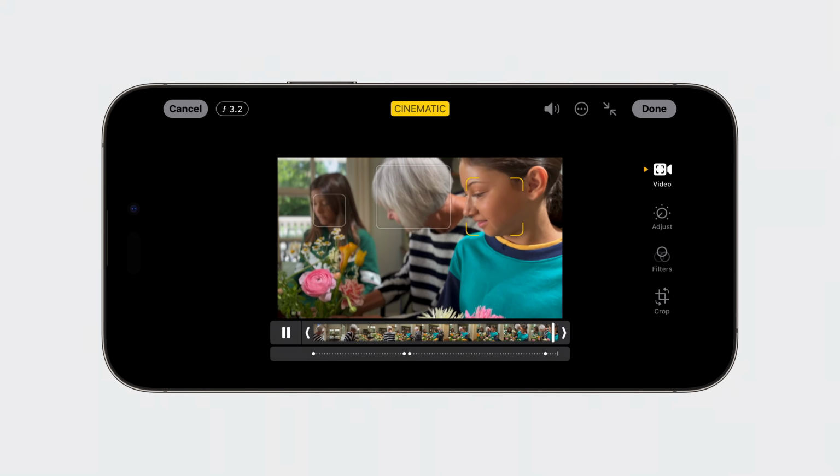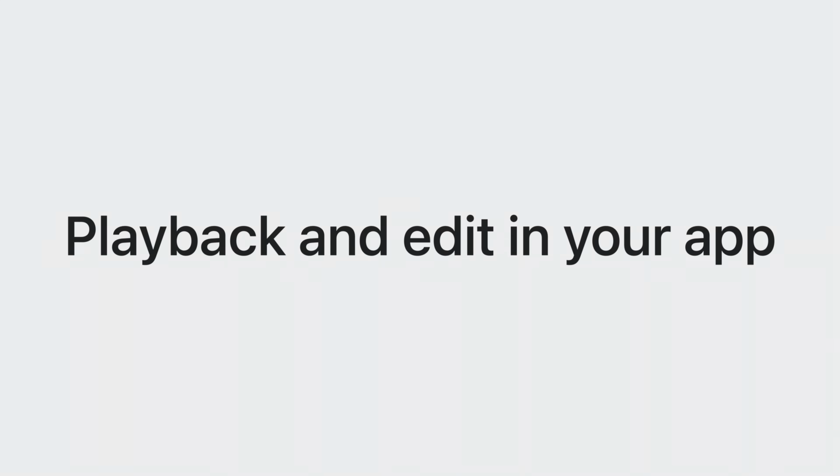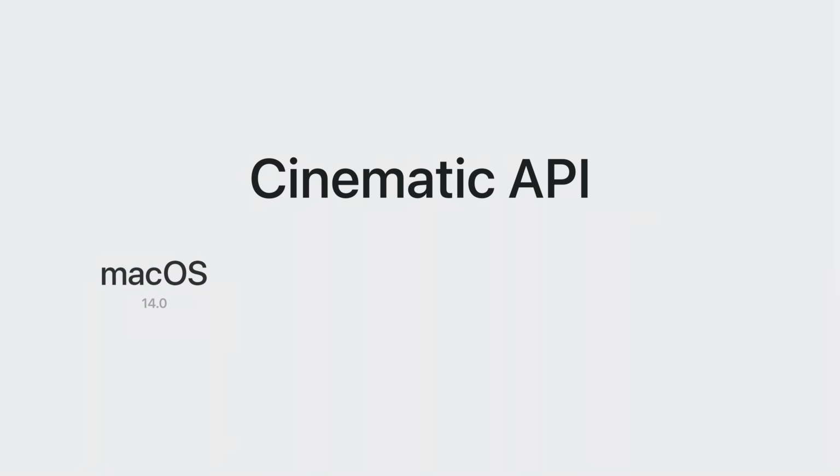And now, with the introduction of the Cinematic API, you can use cinematic mode videos for playback and edit in your own amazing app. The Cinematic API is widely available on new macOS Sonoma, iOS 17, iPadOS 17, and tvOS 17. So this is really exciting.